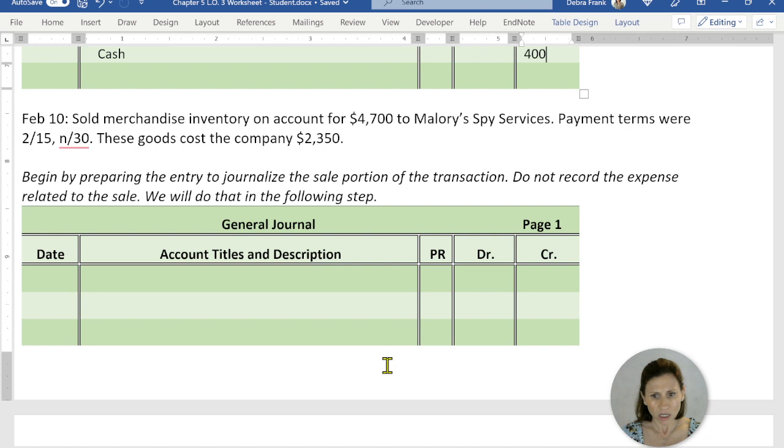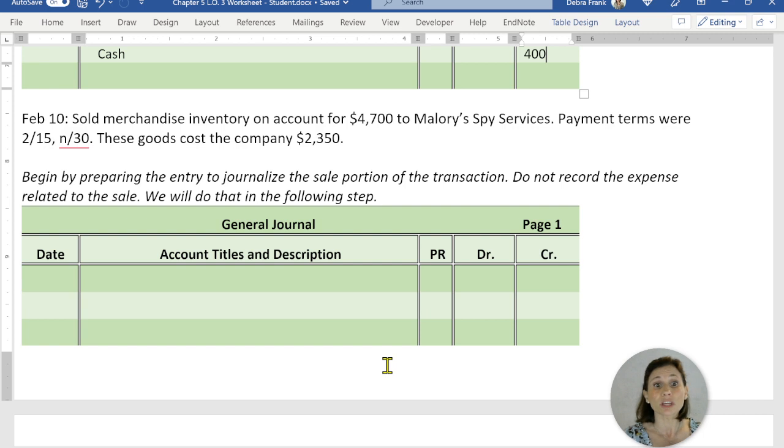And after this video is done, I'll write it out in the worksheet a little bit for you as well. So we can't record the full amount since there's a discount offered, and that's our revenue recognition standards. So we're going to assume the customer will pay in time for the discount. And so when we do our journal entry, we're going to record under that assumption. Again, like I said, this is a conservative approach, so we don't overstate revenue.